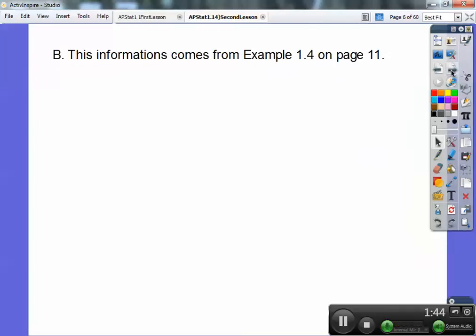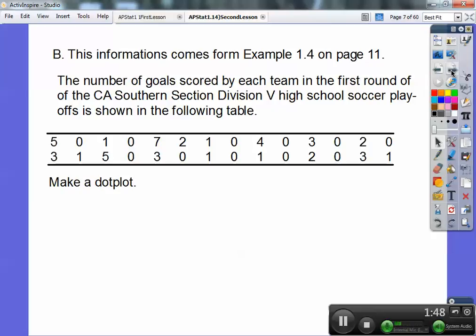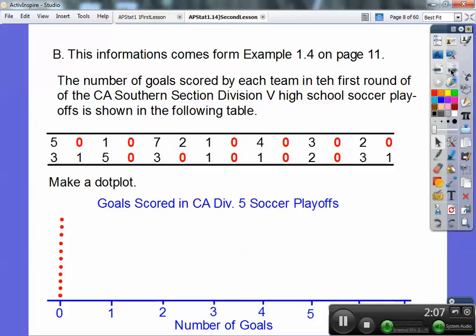All right. Okay, so this information comes from example 1.4 on page 11, and it reads: the number of goals scored by each team in the first round of the California Southern Section Division 5 high school soccer playoffs is shown in the following table. So these are the goals right here. So we're going to make a dot plot. Dot plots are real common. Get used to these. We're going to be doing these and stem plots and bar graphs and all that. Oops, looks like you can't see this down here. This looks like 5, and this will be 6 right here. This will be 7 right here.